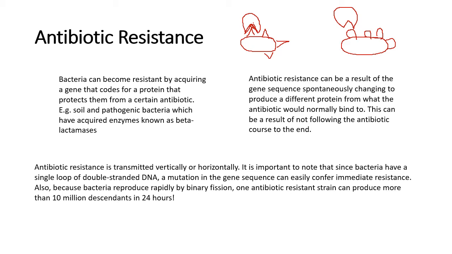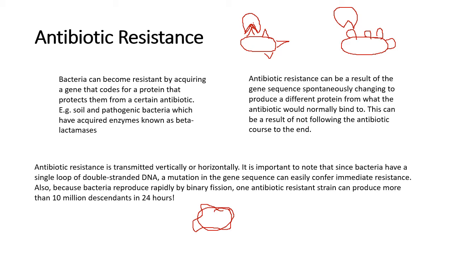Something that is important for you to know is that bacteria have a single loop of double-stranded DNA. So it's a loop that looks like that, and it's double-stranded DNA, so it's just wound around, so it's one loop. It's not two different loops, it's just a single loop. And so it means that if there is a mutation in the gene sequence, resistance can be developed immediately. And that means that any antibiotic that you develop 5 minutes after would not be able to work.